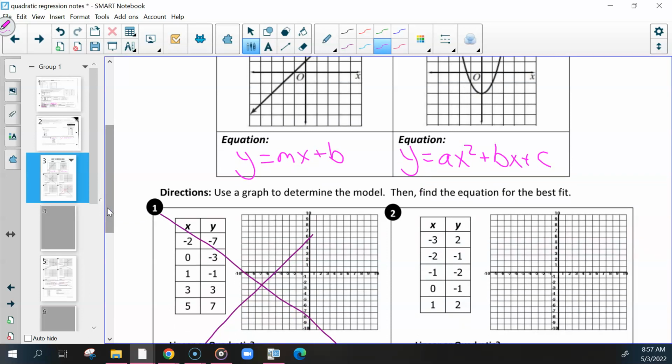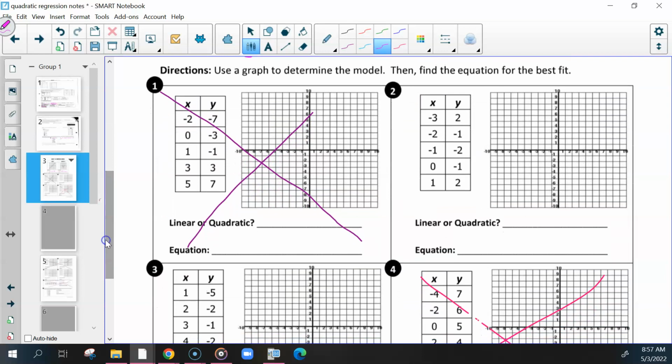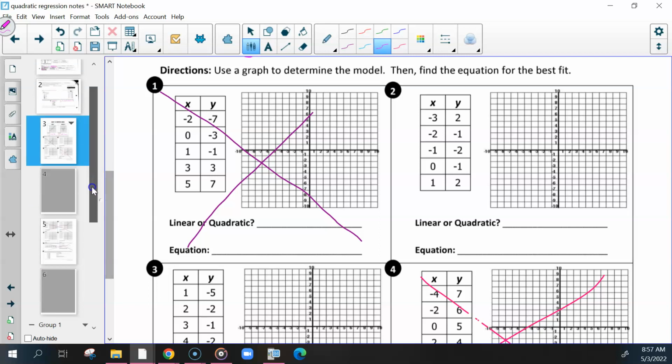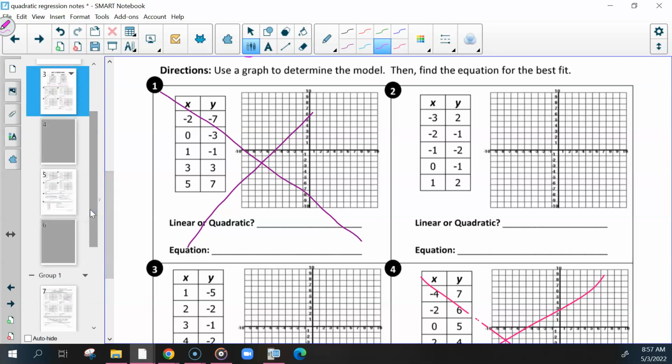Some of these examples are linear, so we're not going to do those. We're just going to focus on the quadratic ones. So we're going to start off with number 2, number 3. We'll do those in the calculator, and then on the next page, do those in Desmos.